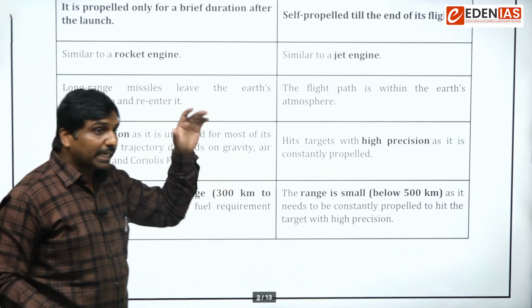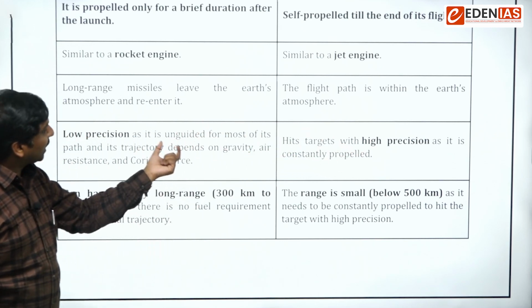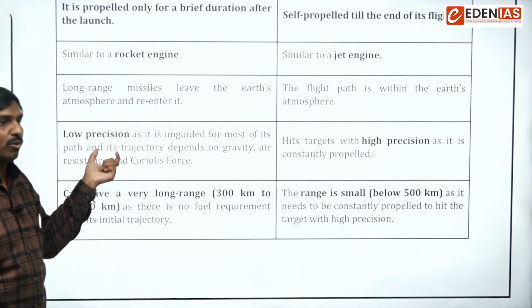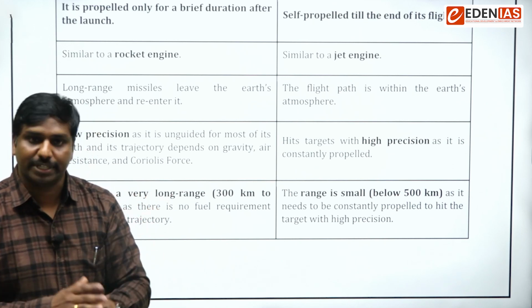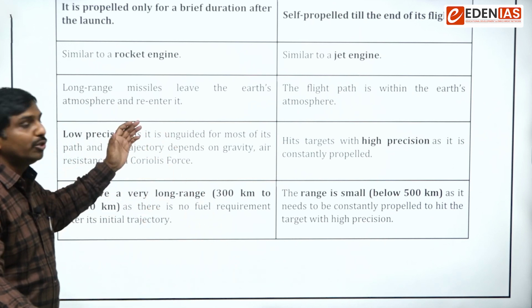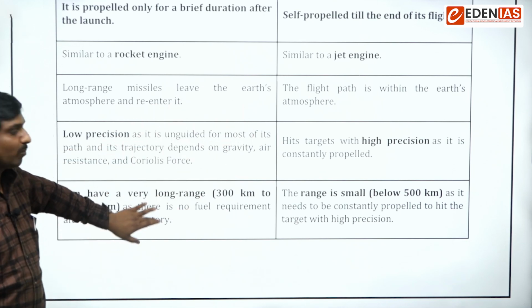So with respect to precision, cruise missiles have high precision. With respect to precision, ballistic missiles have low precision, it may be distracted, it may be diverted. So precision is low compared to cruise missiles. So relatively we are saying that is one thing.